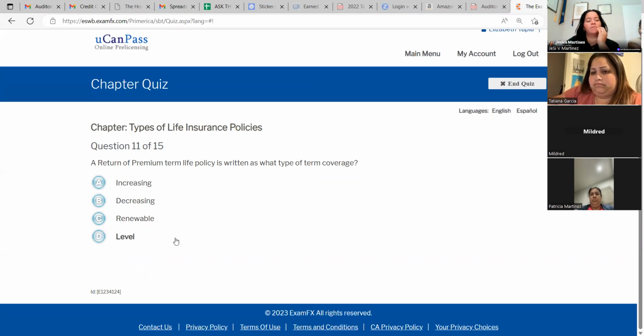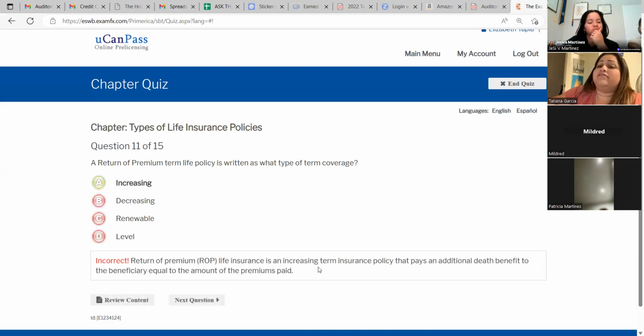Do you guys want to try level? Want me to click renewable? Level. Increasing. Look at that. Huh. Because the life insurance is an increasing term insurance policy that pays an additional benefit to the beneficiary equal to the amount. Look at that. Okay.